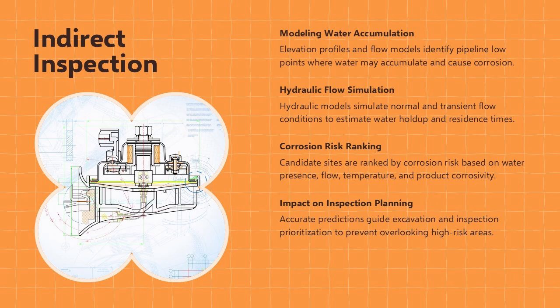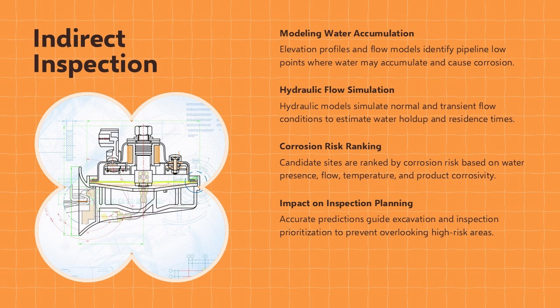Indirect inspection is the analytical phase of ICDA, where modeling techniques are used to predict internal corrosion susceptibility along the pipeline. The primary objective is to identify locations where water is most likely to accumulate and persist, creating conditions conducive to corrosion. Using elevation profiles and flow modeling, engineers identify low points, sag locations, and areas of reduced velocity where water dropout may occur. Hydraulic models may be applied to simulate flow behavior under various operating scenarios, including normal, reduced, and transient conditions. These models help estimate water holdup and residence time.